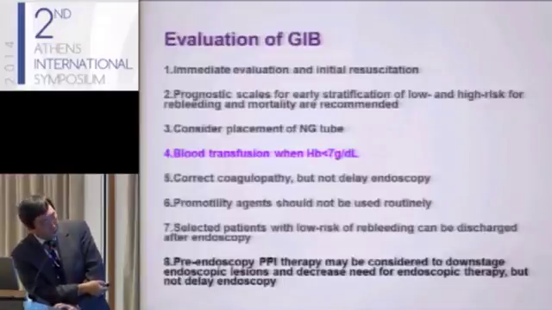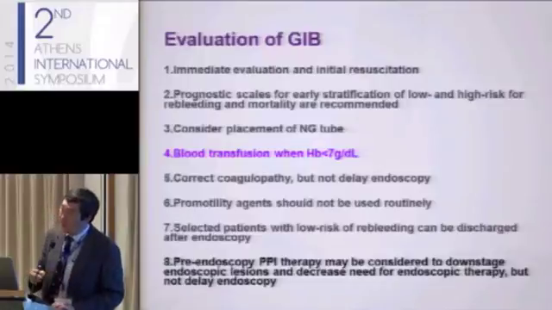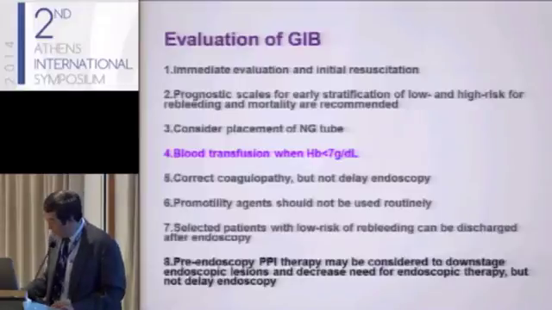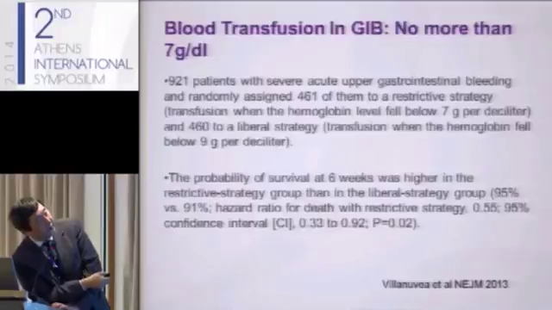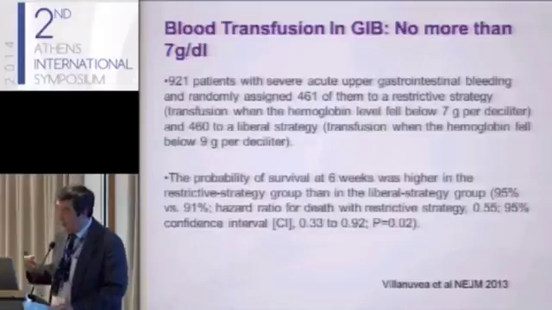Now, blood transfusion. The international guidelines say blood transfusion when the hemoglobin is below 7. Now, at that time when this guideline was established, there was just some very weak evidence to support this notion. However, last year, in 2013, there was a very large study with 921 patients with severe upper GI bleeding who were randomized to either a restrictive transfusion strategy, that is only when the hemoglobin falls below 7, or a liberal strategy in which the transfusion was decided by the physician.